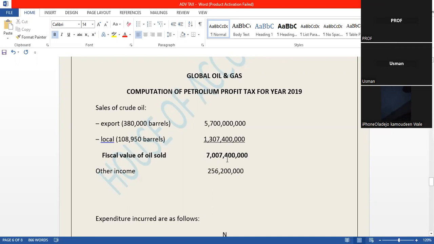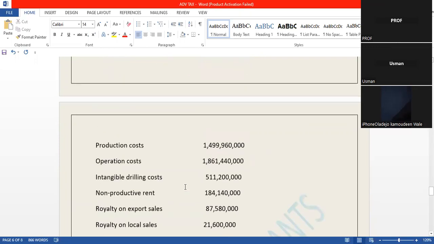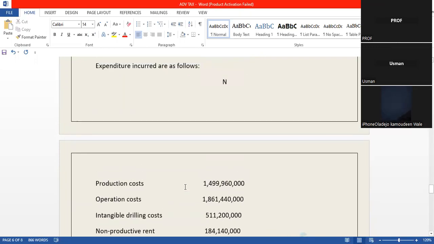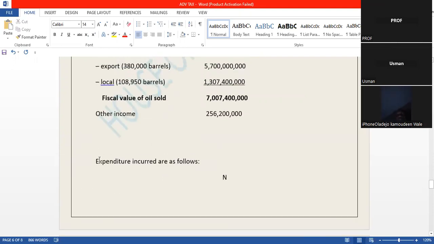So from my calculator, adding it together here, I'm having this figure. Now, if you look at this, you will see that the value of gas is not in this question yet. So they are yet to recognize value of gas. So we bring in the value of gas here, which we have calculated.